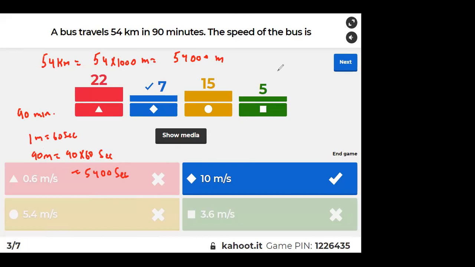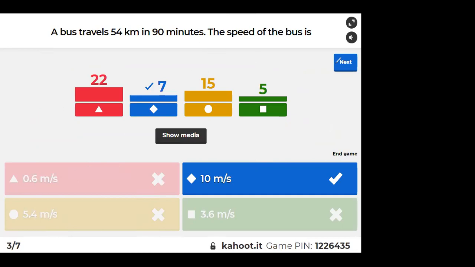So we know speed is equal to distance by time, which is equal to 54,000 by 5,400. That is 10. So the answer is 10 meter per second. Got it, everyone? Raise your hand. Got this? Everyone got this? So what mistake did I do? Sir, I didn't convert the units. That is very important in physics. Okay? Okay. Chalo, next.